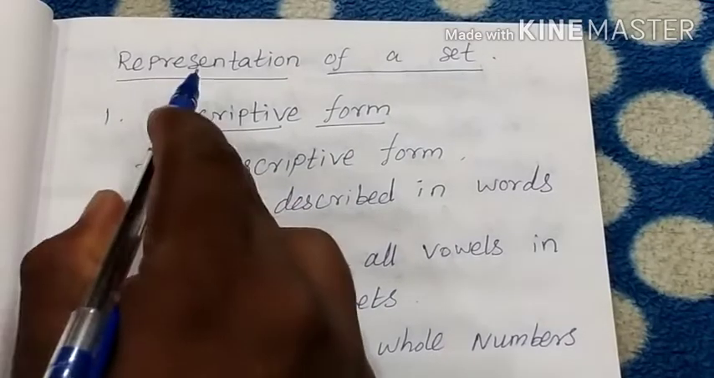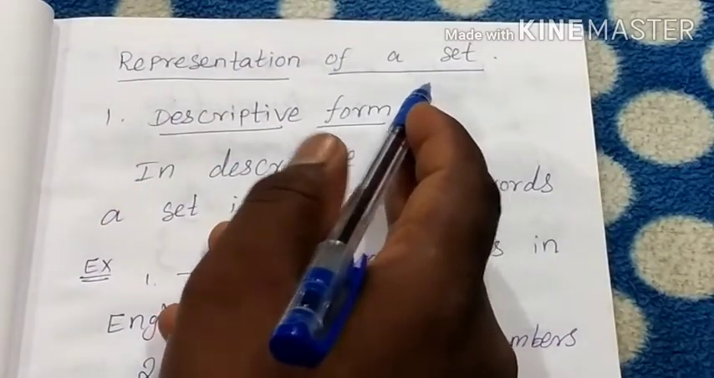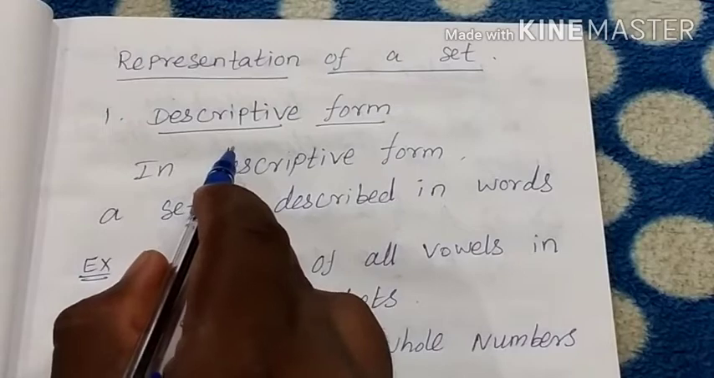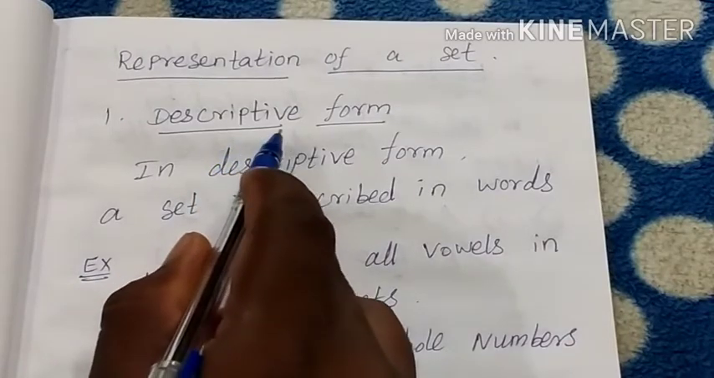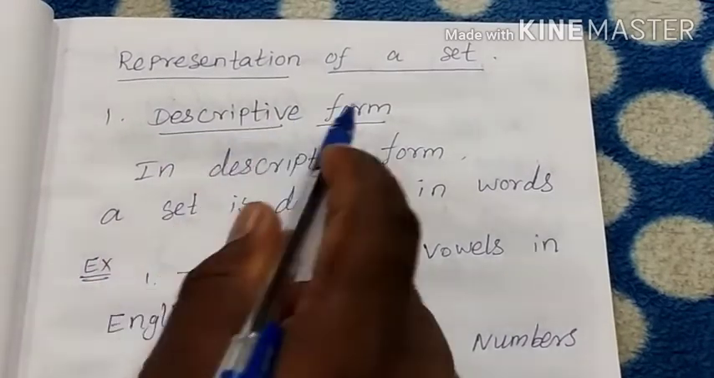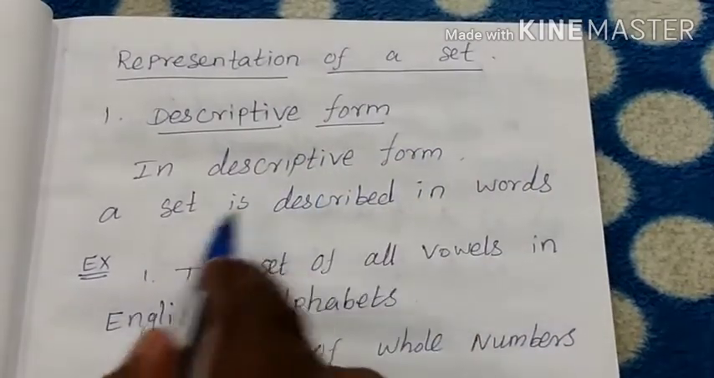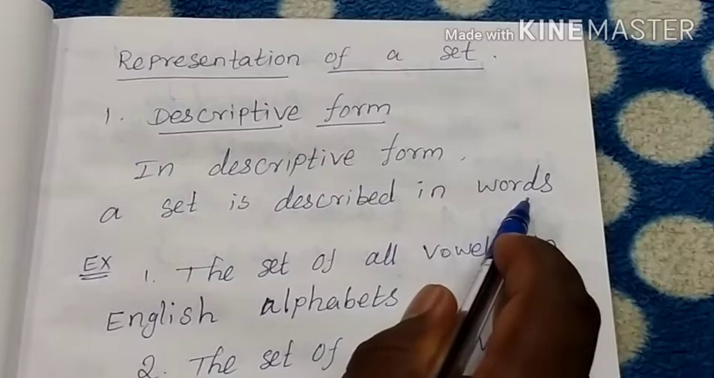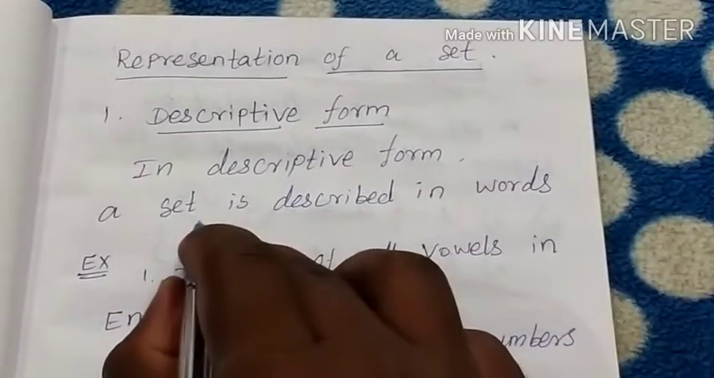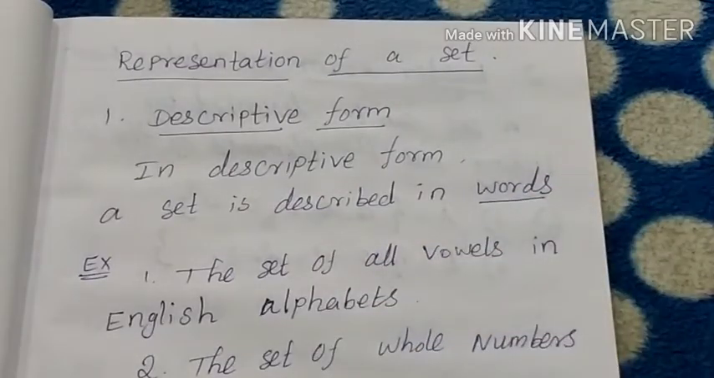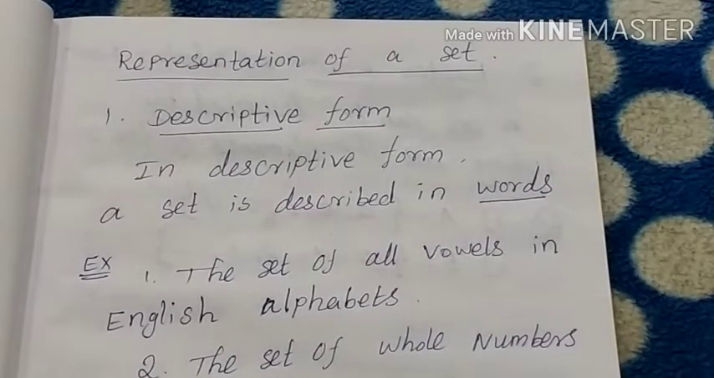The next topic is representation of a set. Here, a set can be represented in any one of the following 3 forms. The first form is descriptive form. What is descriptive form? In descriptive form, a set is described in words. This is the definition of descriptive form.